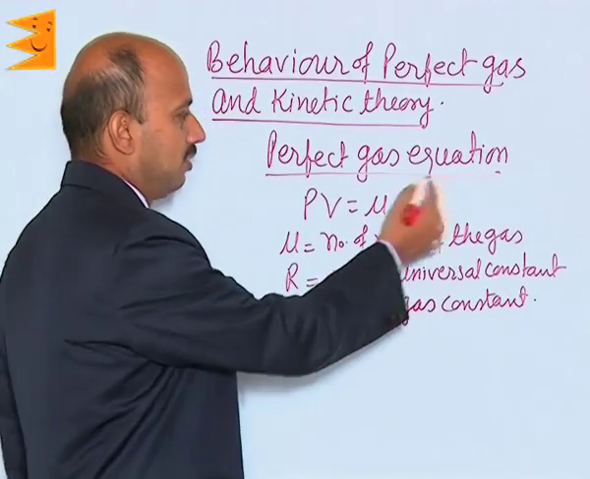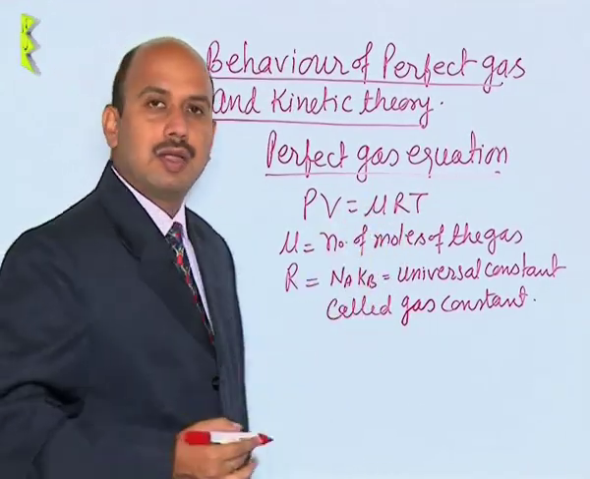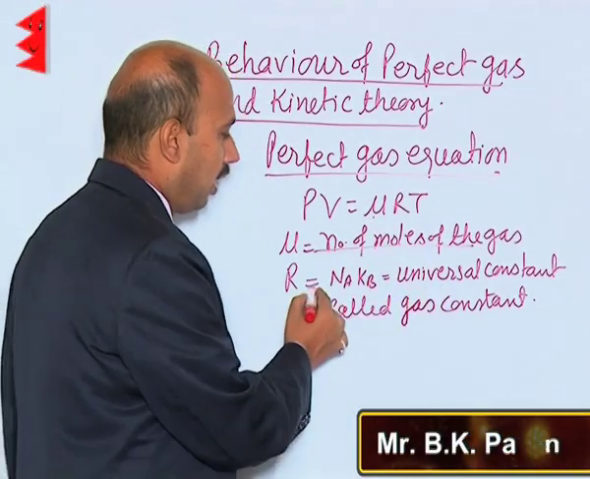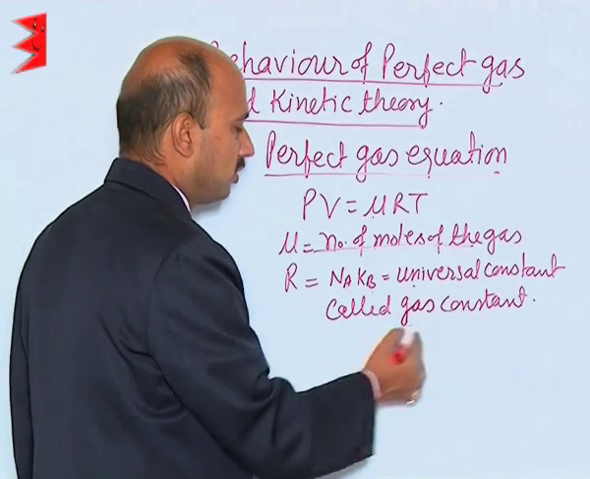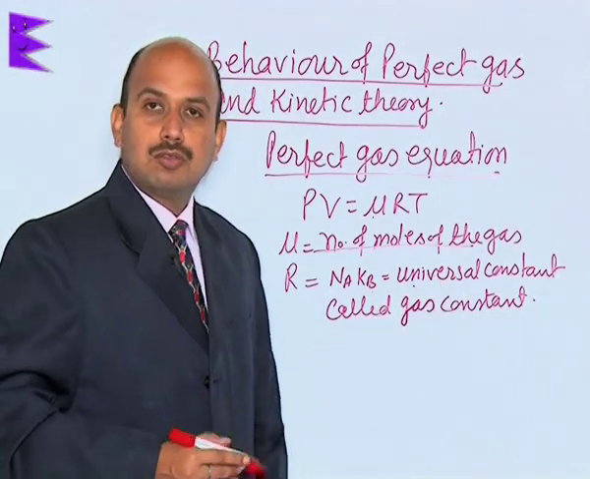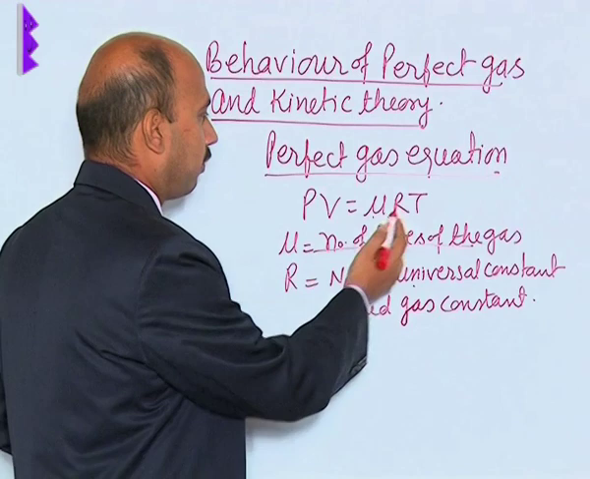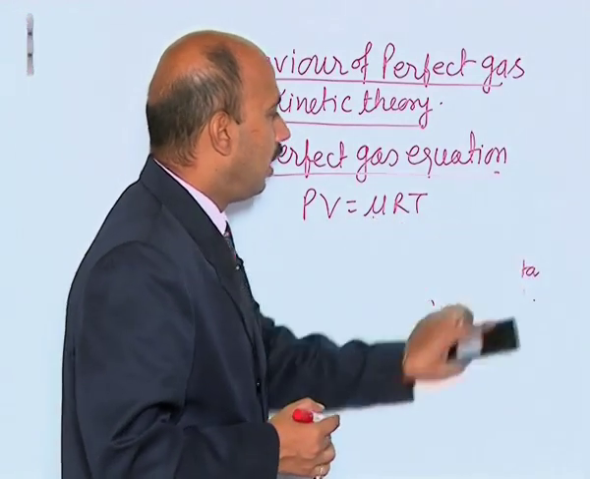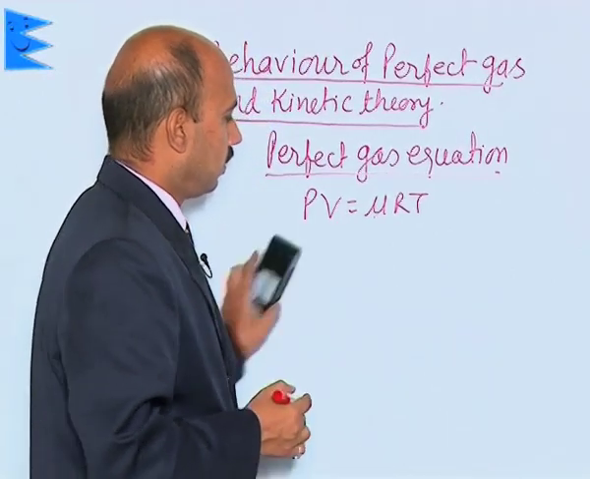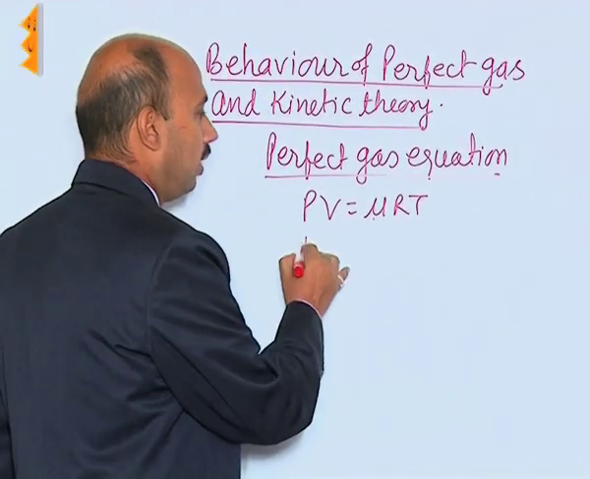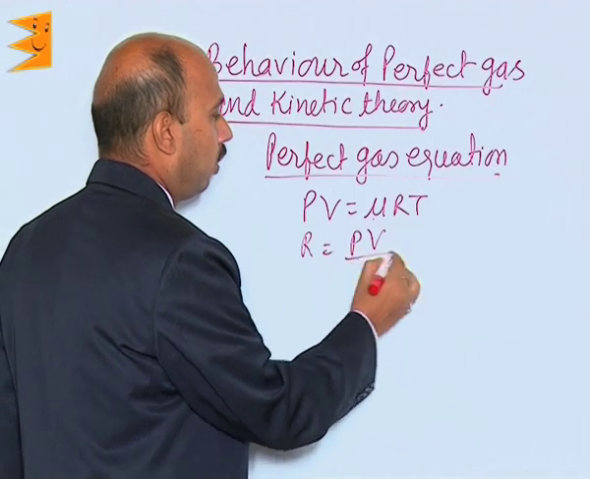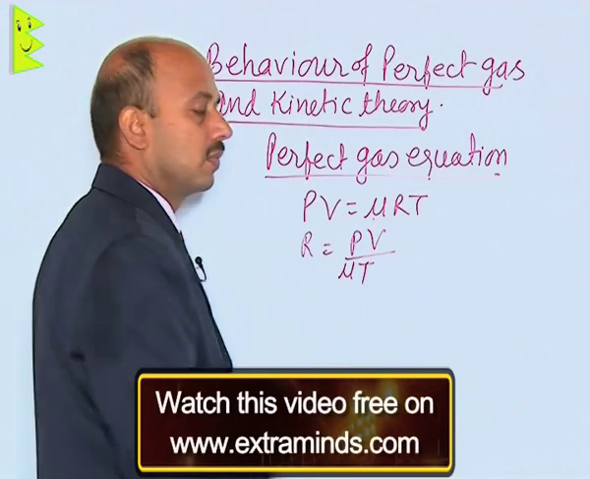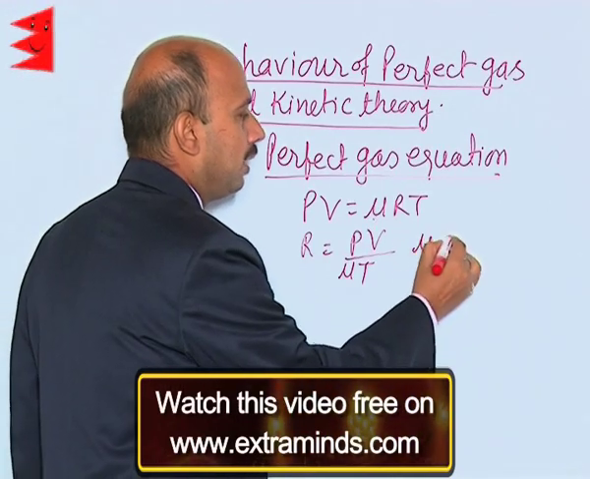Now see the perfect gas equation, PV is equal to μRT, where μ is the number of moles of the gas, and R is a universal constant called the gas constant. So now we can calculate the value of R from here. R is equal to PV upon μT. μ we can take as 1 mole.